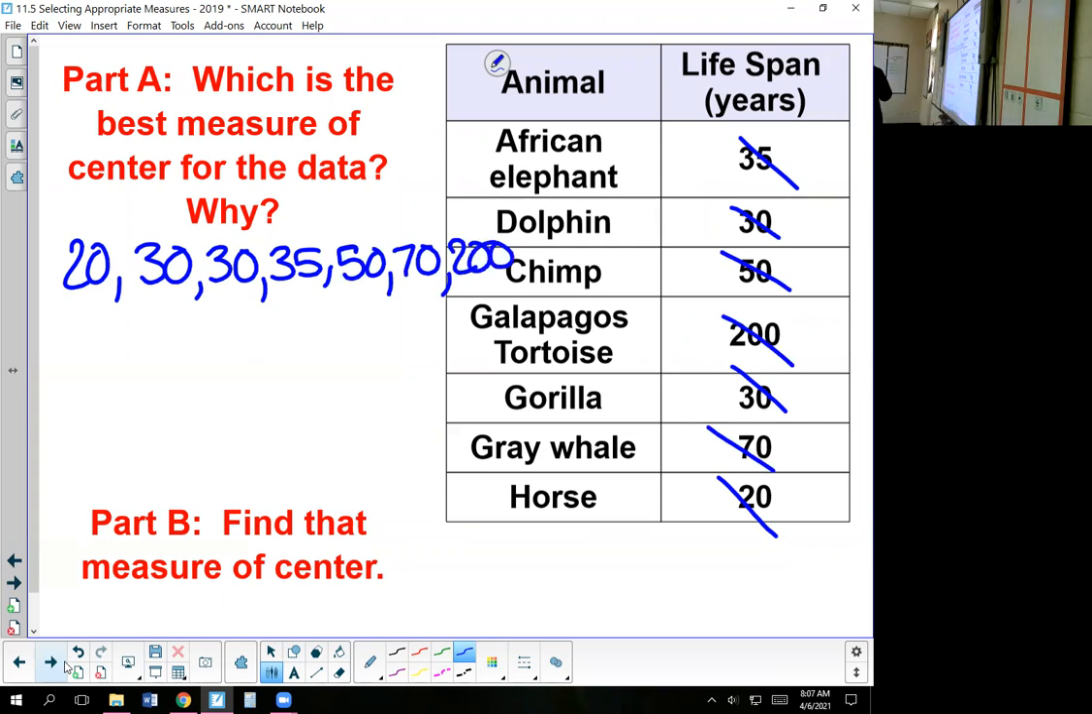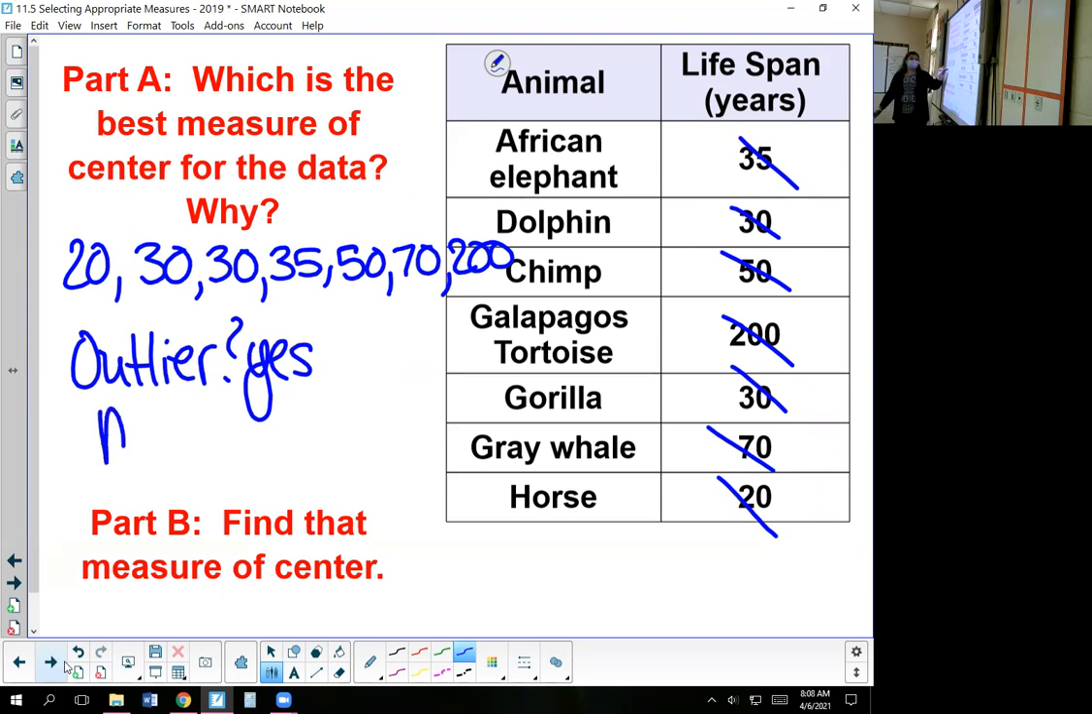Now you can go with two different answers here, but I want you to pick the better one. So the first thing you ask yourself, do I have an outlier? Oh yeah, I do. Who's the outlier? 200, right? So I do have an outlier, yes. If you say yes to this, don't do mode. Don't do repeat. Does that make sense? So if you have an outlier and you say yes, automatically, what are we going to find? Median.